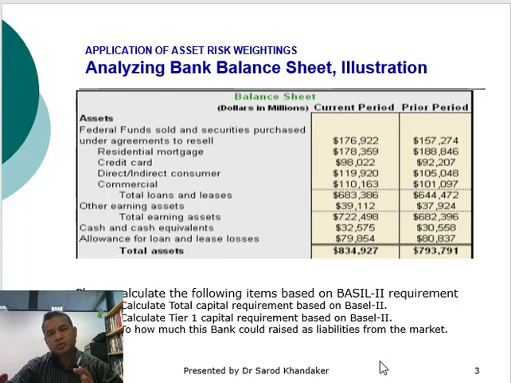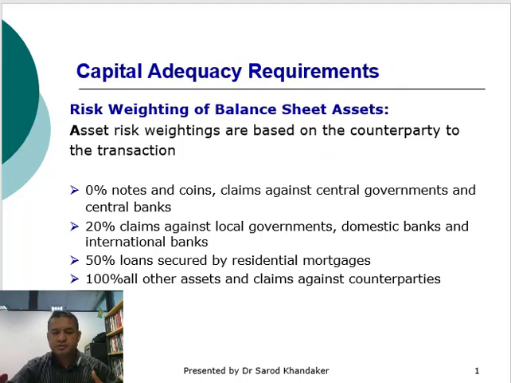Now, to do this calculation, we need to basically look at the first slide where the percentage of risk weighting has been given. As we know that the risk weighting will be 0% on notes and coins, claim against central government and central banks, 20% on claim against local government and domestic and international bank, 50% on residential mortgage, and 100% on all other assets or counterparties.